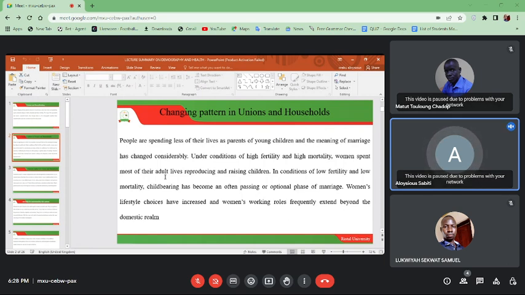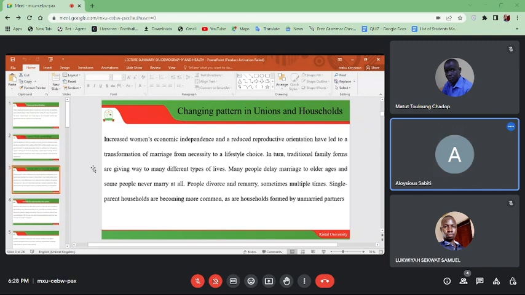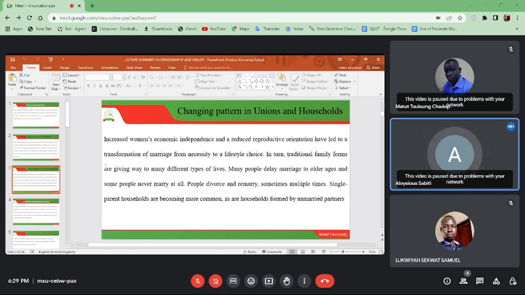So in this context, we're trying to compare how societies that have low birth and death rates are vying with societies that have high death rates and high birth rates. So, what is the changing pattern in unions and households? Increased women economic dependence and a reduced reproductive orientation have led to a transformation of marriage from necessity to a lifestyle choice. Whereas we're seeing this more predominantly in developed countries, in our African context or in our low developing countries, we're also seeing these trends coming in, that women who attain economic independence have reduced their reproductive orientation, and therefore they would prefer to have fewer kids and pursue lifestyle other than staying in marriage.